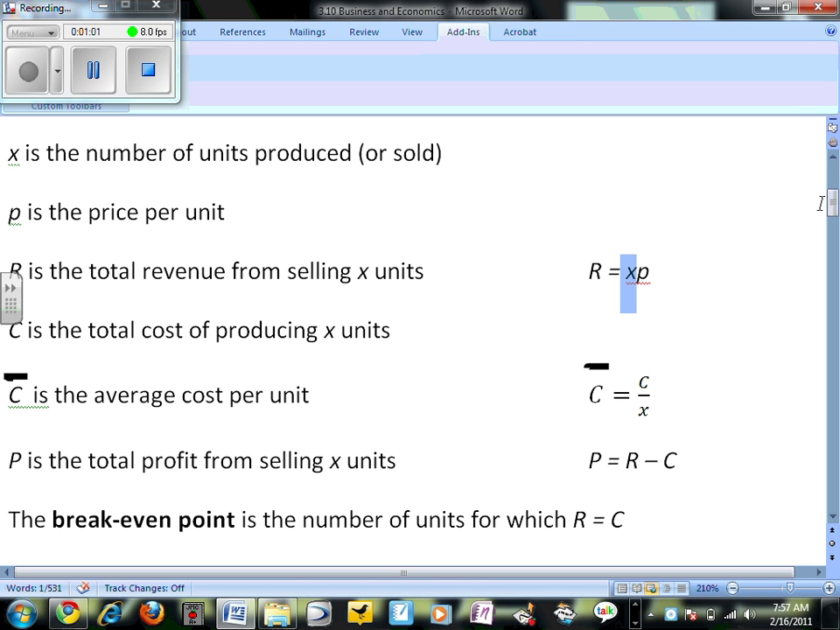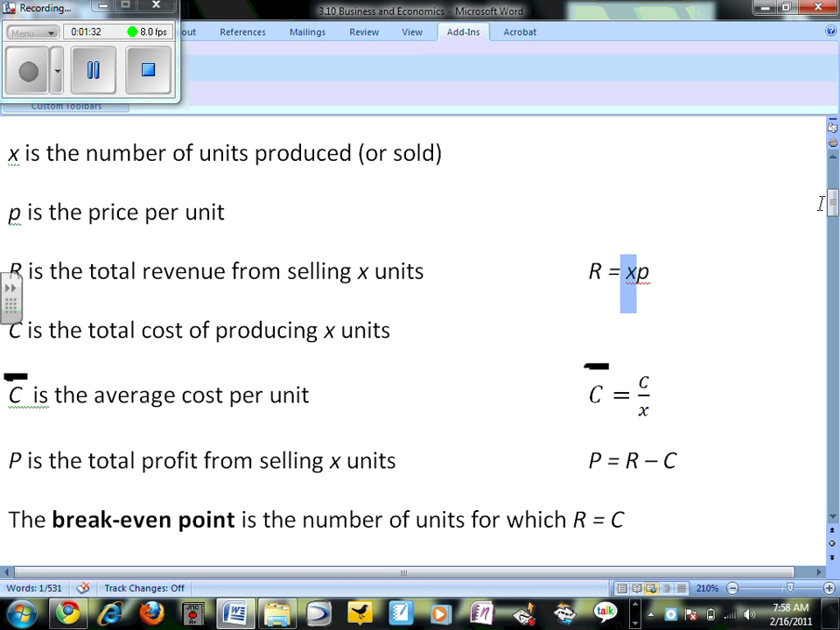C, capital C, is the total cost for producing X units. C bar is the average cost per unit. So C bar equals our cost divided by X. So our total cost divided by our total number of units produced is going to give us our average cost. All right. And then our profit is going to be our revenue minus our cost. So whatever we make minus our cost. So say I make $2,000 selling t-shirts, but it cost me $1,000 to make them. My profit then is $1,000.